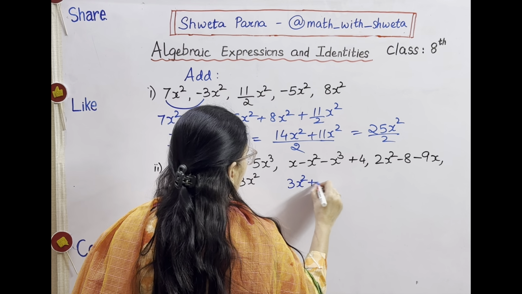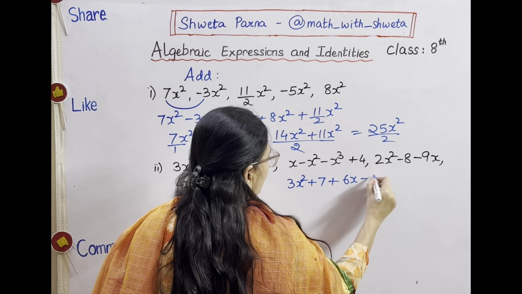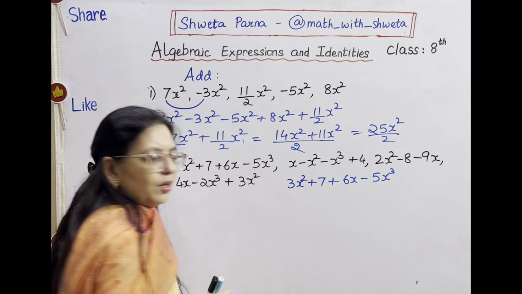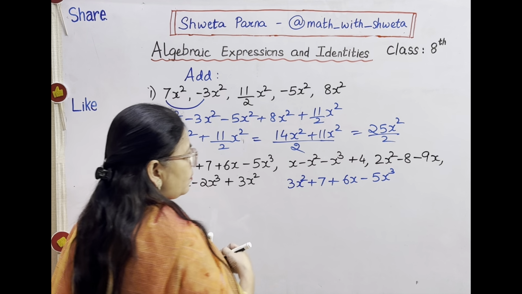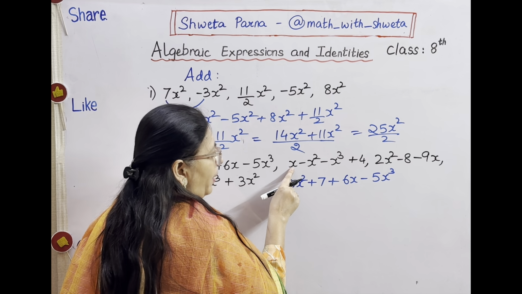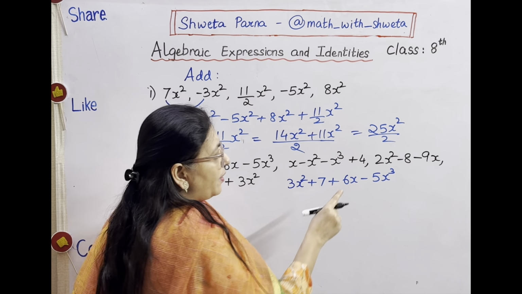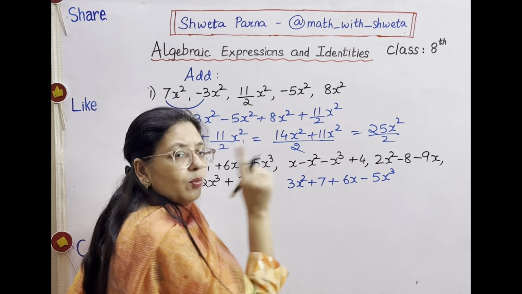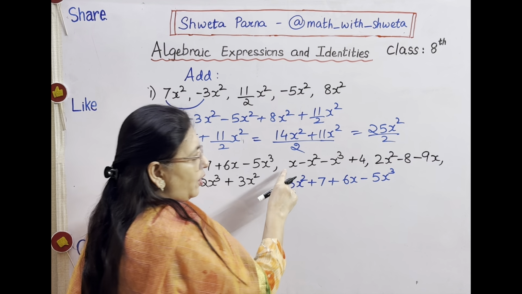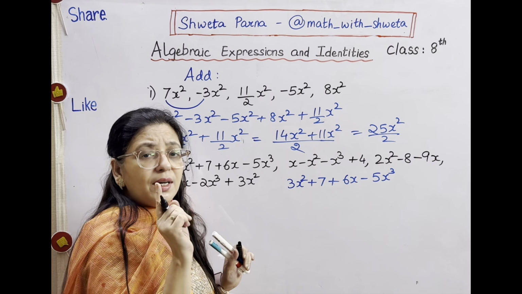So 3x square plus 7 plus 6x minus 5x cube. The first, okay. Now, the second expression starts from x. You will write it only wherever there is x. We have to add only the like terms. Now here what is the sign? No sign is given to you. That means it is positive. So here you will write plus x. Minus x square, minus x square. Minus x cube, minus x cube. Plus 4, plus 4. Based on like terms you are going to write the terms.